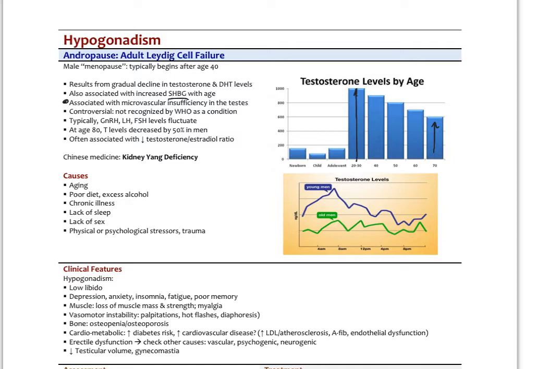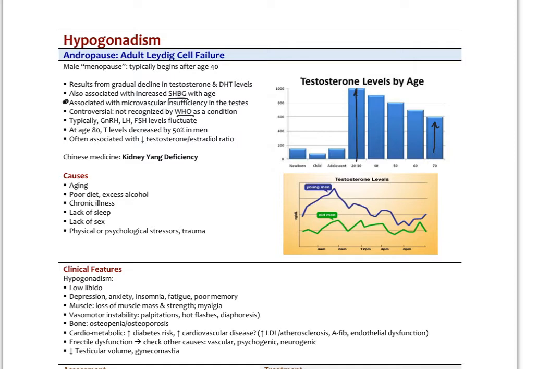Again, this is controversial. It's actually not recognized by the World Health Organization as a condition, but it's talked about a lot in the popular literature especially. It sometimes goes by the name of low T syndrome. In Chinese medicine, this is often called kidney yang deficiency. Typically the levels of the gonadotropins will fluctuate, so it can be difficult to use gonadotropins to assess this. At age 80, testosterone levels are decreased by about 50% in men.